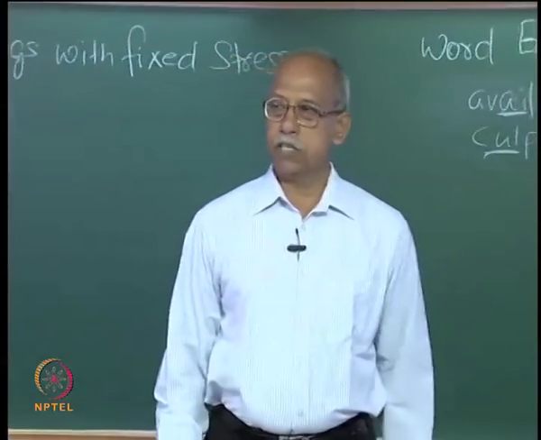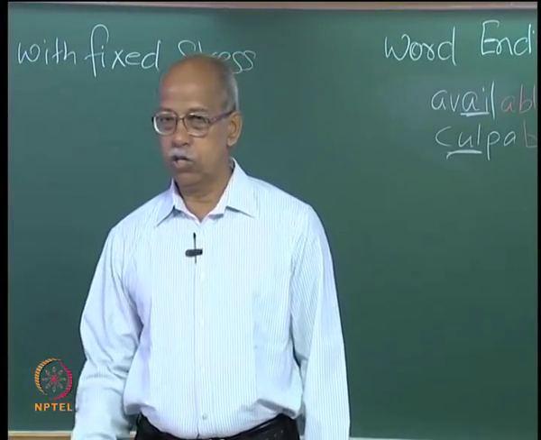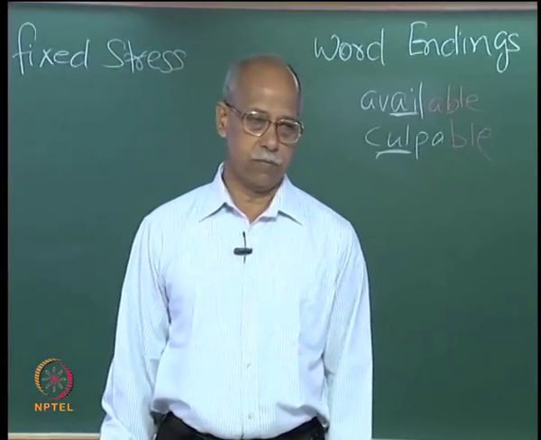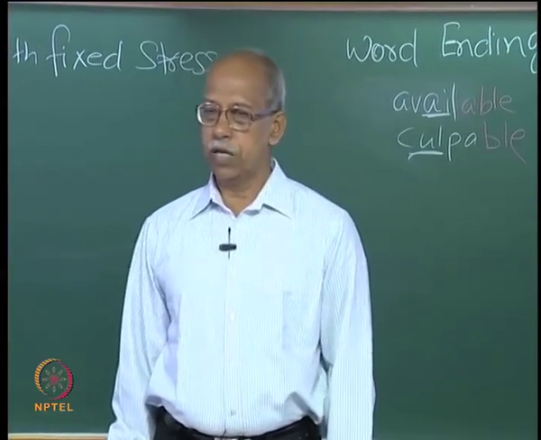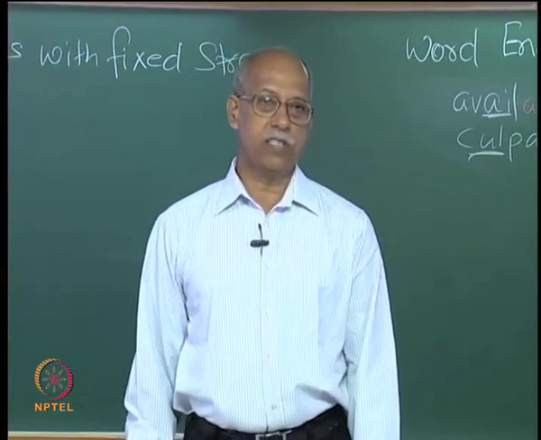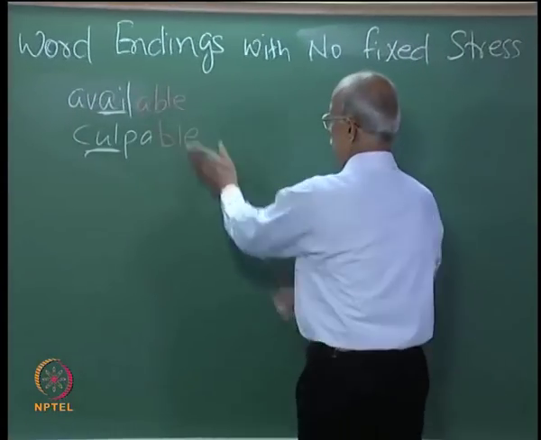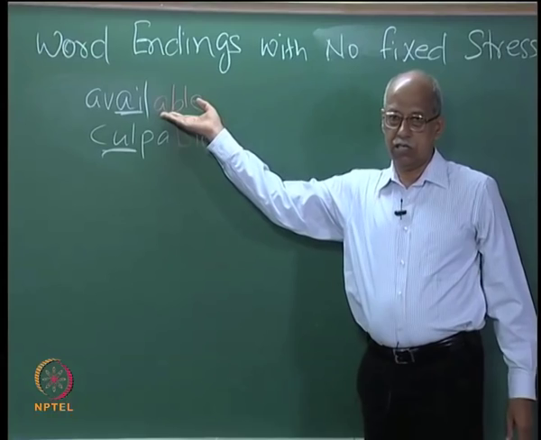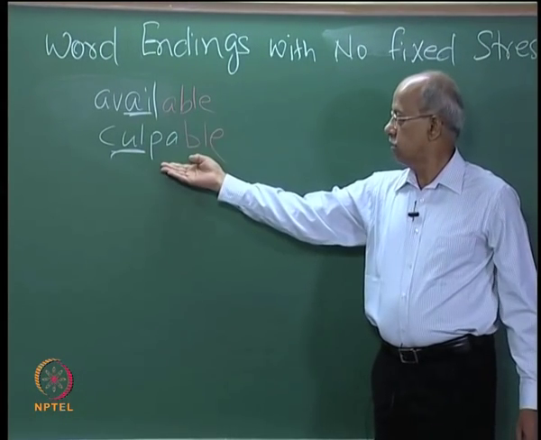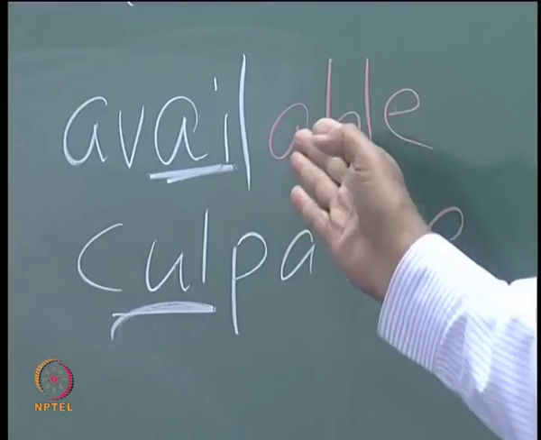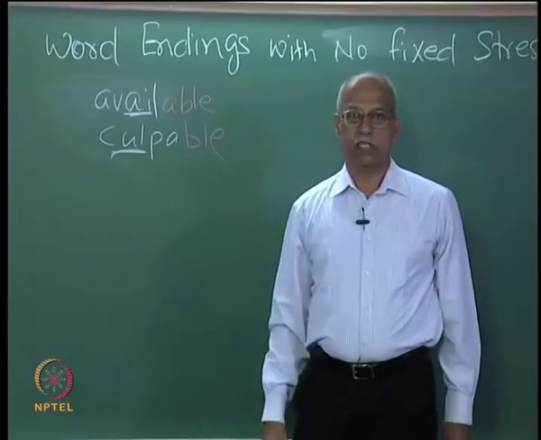Now, these word endings, and there are many more, demand a particular kind of stress on the word to which they are attached. But there are word endings which do not make any demand of this kind. Say, for instance, look at words like this. Available. Everybody, please. Available. And this is culpable. So you see the same word ending, but different kinds of stress.